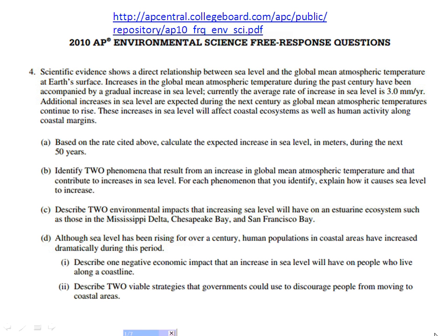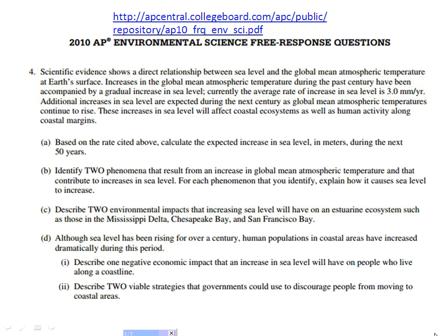Additional increases in sea level are expected during the next century as global mean atmospheric temperatures continue to rise. These increases in sea level will affect coastal ecosystems as well as human activity along coastal margins. So if you look at letter A, it says based on the rate cited above, calculate the expected increase in sea level in meters during the next 50 years.